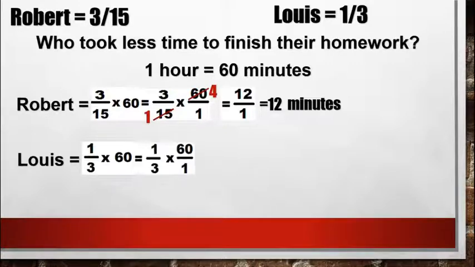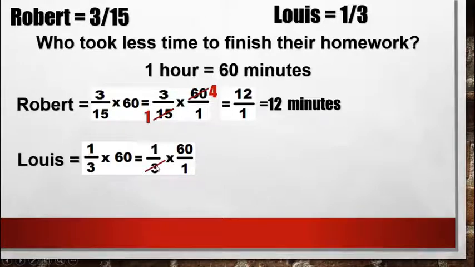1/3 times 60. So we'll convert our 60 into fractions. So we got 1/3 times 60 over 1. So still, look at your 1. There is no divisible between them. So we'll go with 3 and 60. We all know that 3 and 60 has a common divisibility rule of 3.